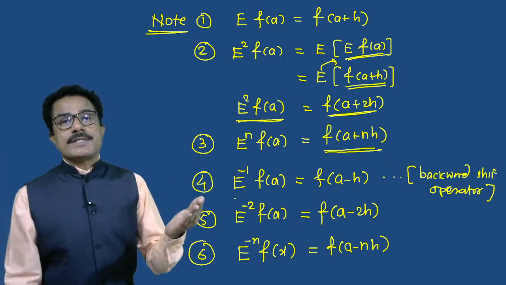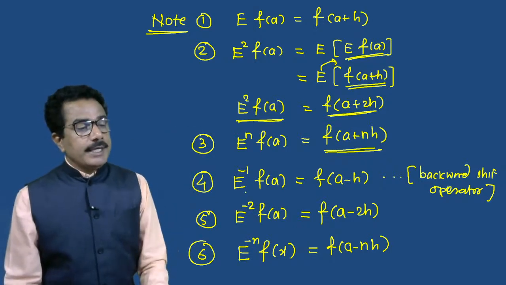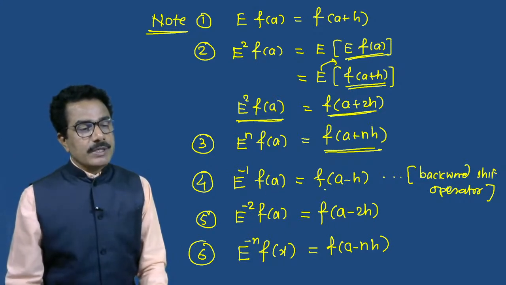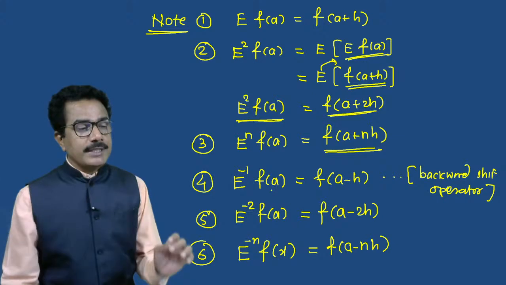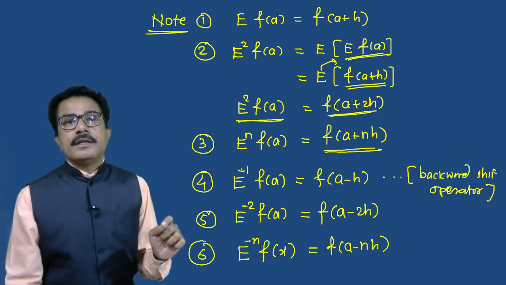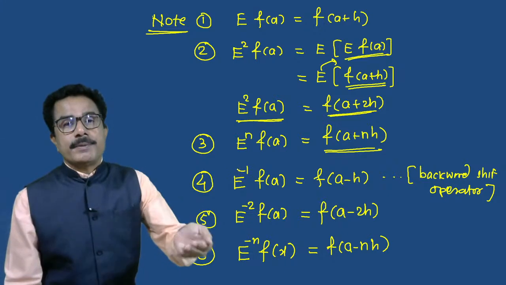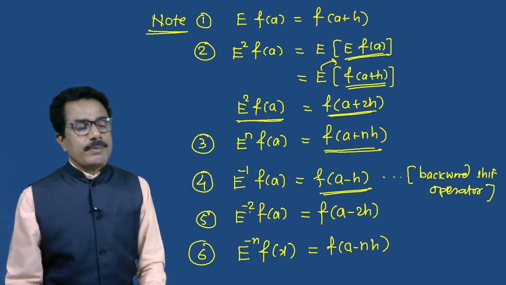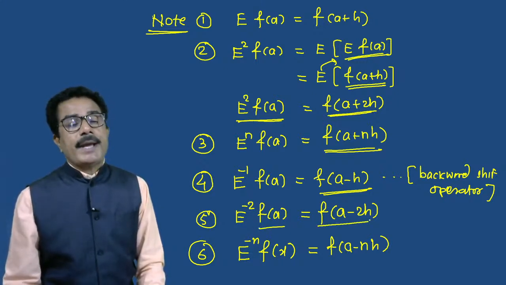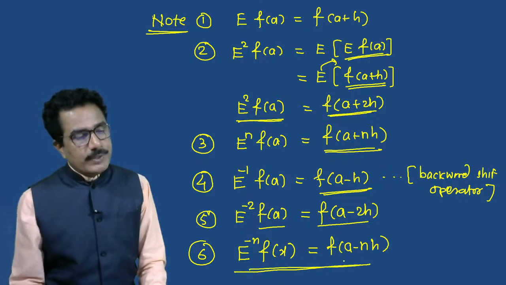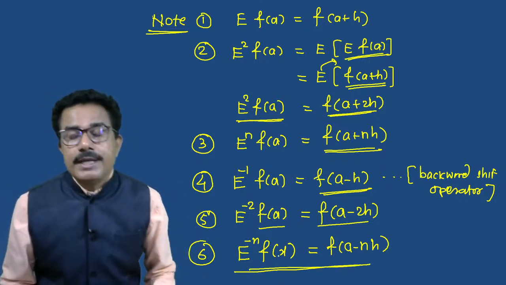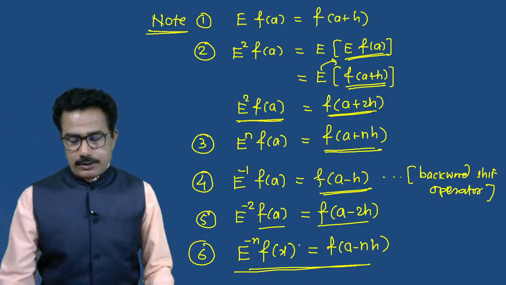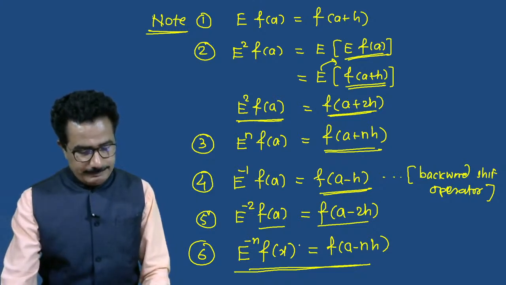E raised to minus 1 f of a, the backward shift operator, is equal to f of a minus h. Actually this is not an index, this is the shift, the backward shift. So it is called a backward shift operator. E raised to minus 2 f of a means f of a minus 2h. In the same way, in general we can write E raised to minus n f of a means f of a minus nh. In this way we have discussed the forward shift operator and the backward shift operator.